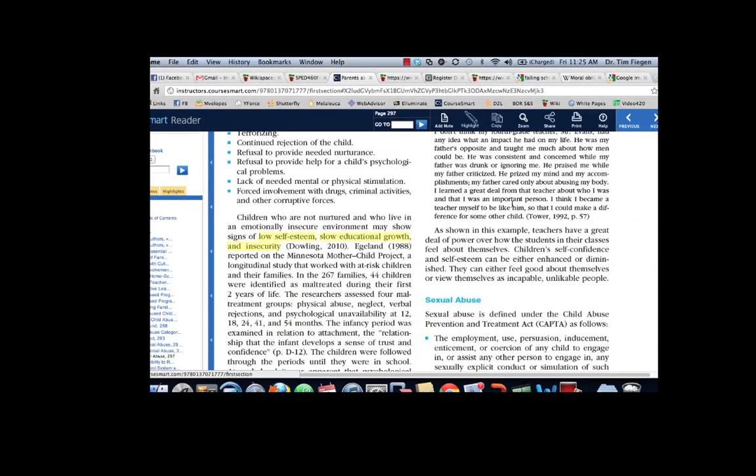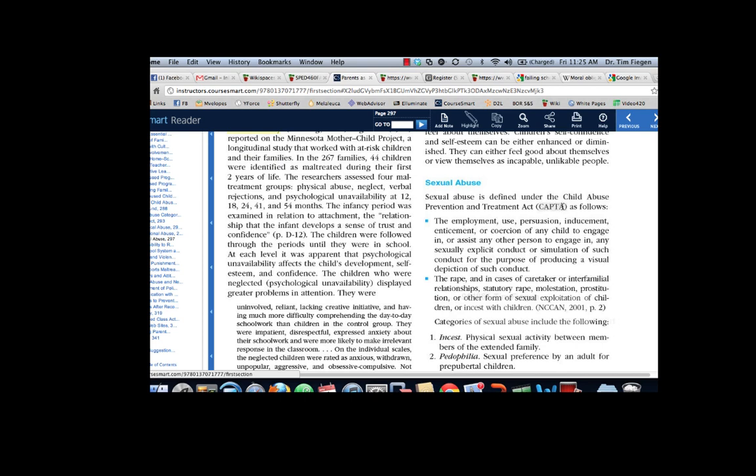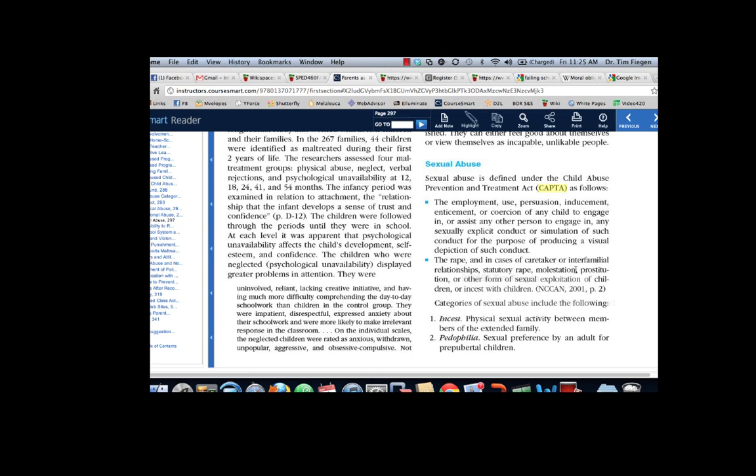Okay, and then we get into, please read all this. It's a very good read about it. Sexual abuse is defined under the Child Abuse Prevention and Treatment Act. Isn't that funny? We've got an acronym for everything we have in here. We do that, educators. It covers employment, use, persuasion, inducement, enticement, or coercion of any child to engage in sexual acts, rape, and in cases of caretaker or interfamilial relations, statutory rape, molestation, prostitution, and other forms of sexual exploitation.